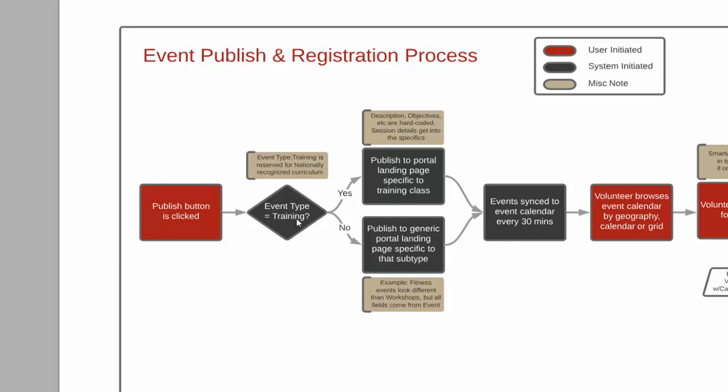If it's something that's not training, then it's going to go to a more generic portal landing page, and those might be specific by the subtype. So, for example, the fitness events should look the same, but have different information. Workshops or classes might look the same, but have different information. So more of the fields are going to come out of the actual event to go to those landing pages compared to the big national training classes.